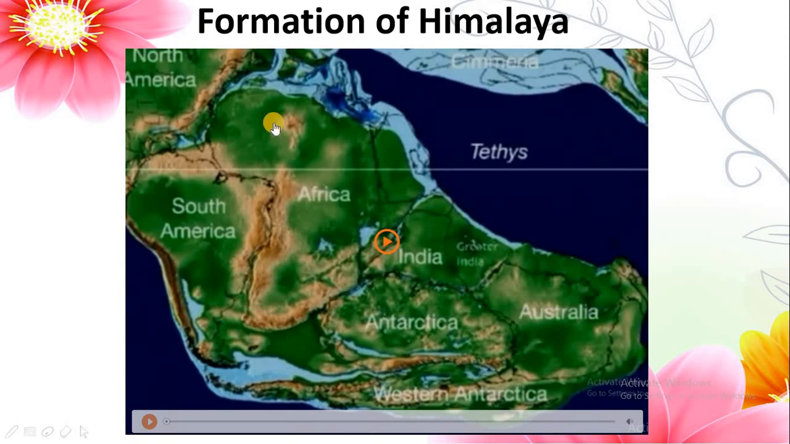And as I told you, the convectional current has broken these areas into pieces, and then these pieces started to shift in different directions. Here you can see the Tethys Sea. Here a large accumulation of sedimentary rocks was there, that was later converted into the Himalayan mountains. So let's begin.